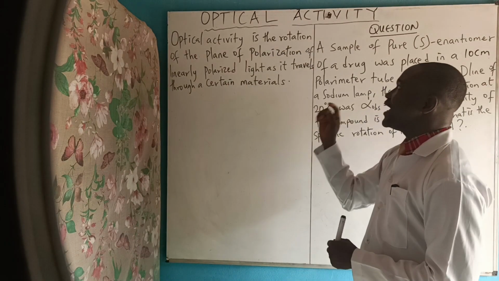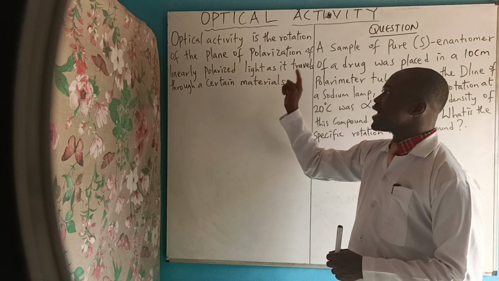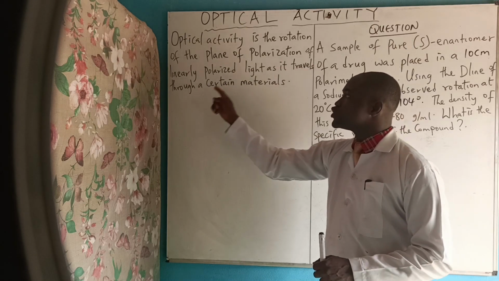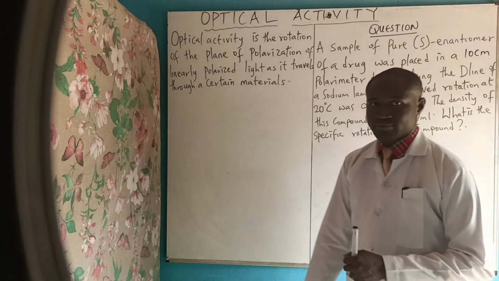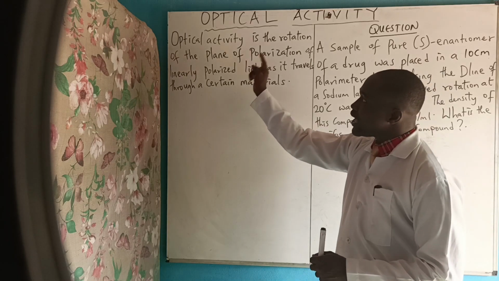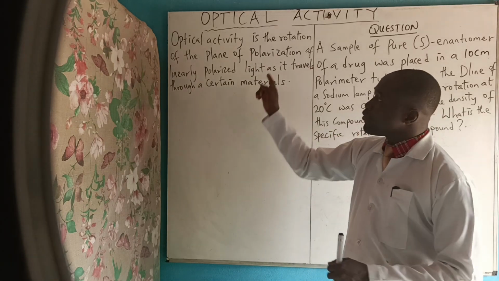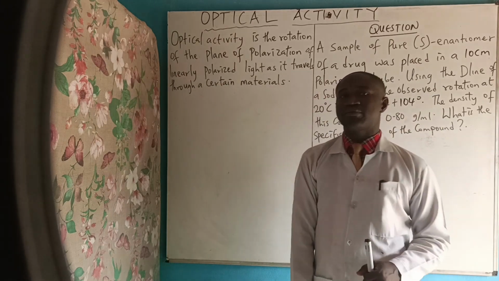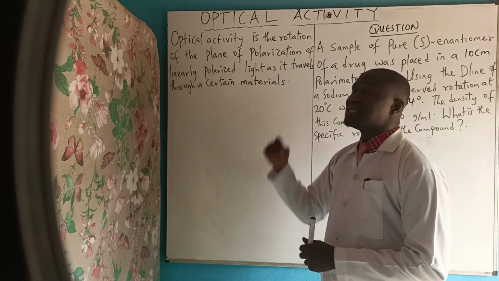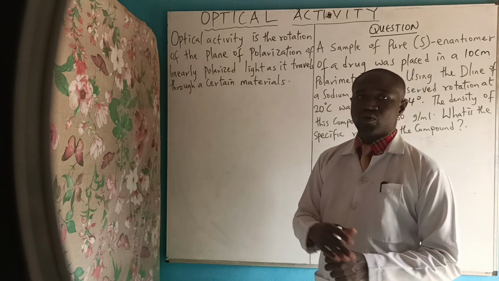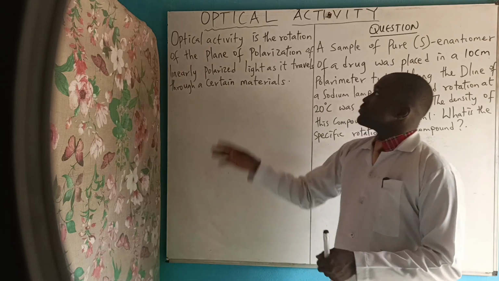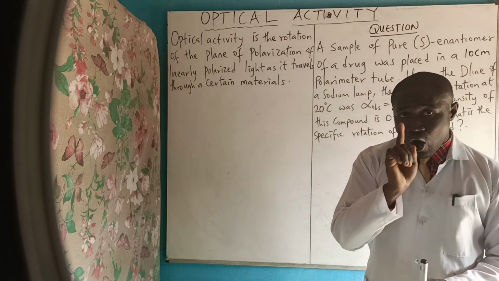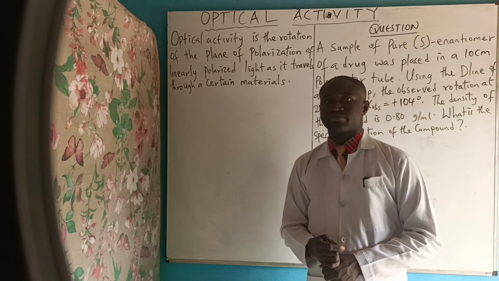Optical activity is the rotation of the plane of polarization of linearly polarized light as it travels through a certain material. You will understand it more as we continue this class. This term, optical activity, can be called optical rotation or rotary polarization.